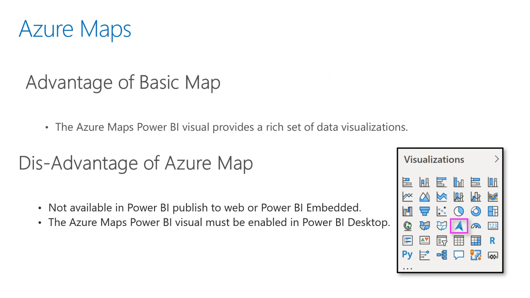This is another very dynamic map. The best thing about this visual is that you can display your data in very many types of visualization layers. What I mean is, you remember the basic map, where we show our information in bubble form. In Azure Maps, you can display them in bubble form, you can display them in bar chart form, even in color saturation. So it's a very dynamic map.